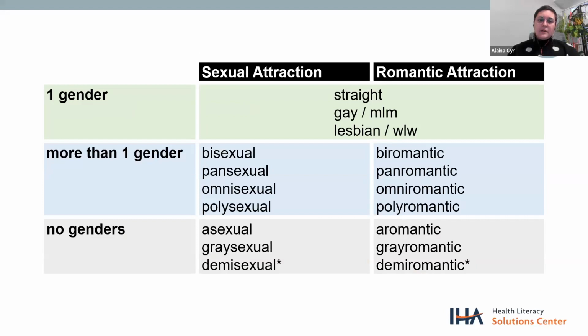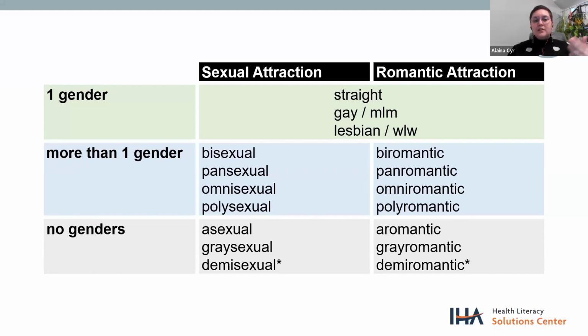And so when we talk about attraction, there are lots of different ways that we can break down the terms of attraction, but this chart really gets into it. Attraction to one gender usually means straight, gay, or MLM, meaning men who love men, lesbian, or WLW, which is women loving women. Also, sapphic is very common.